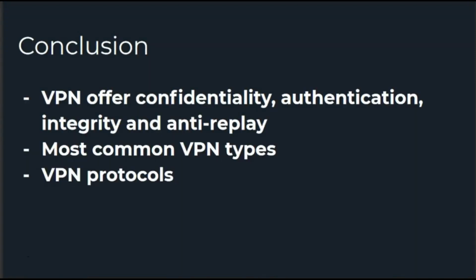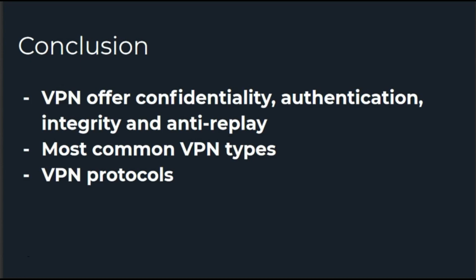But in this lesson we have learned some basics of VPNs, like VPN can be used as an alternative to private WAN connections and offer a secure connection over an insecure medium such as the internet. VPN offers features such as confidentiality, authentication, integrity and anti-replay. The most common VPN types are site-to-site VPNs and client-to-site VPNs. Some common VPN protocols are IPsec, PPTP, L2TP, SSL VPN.